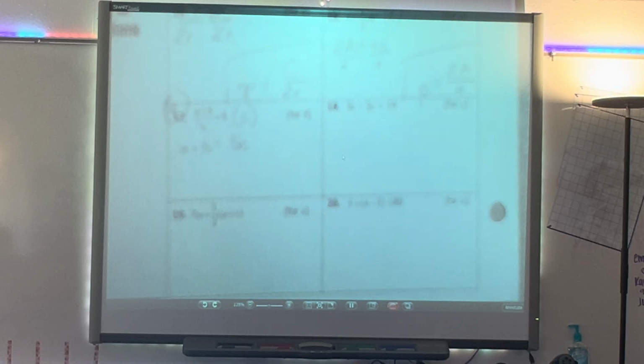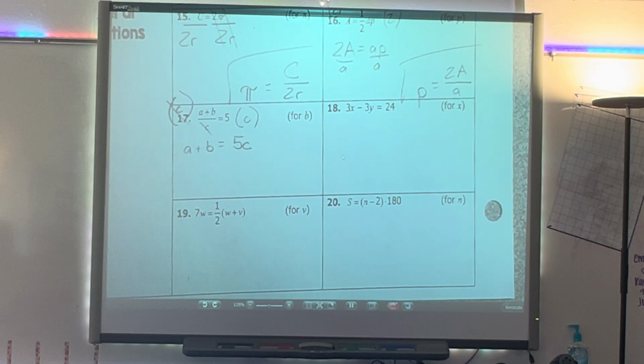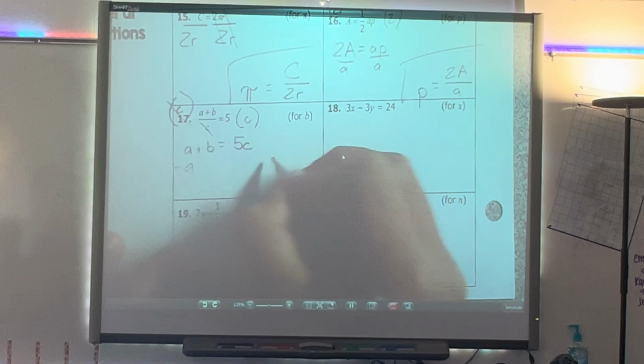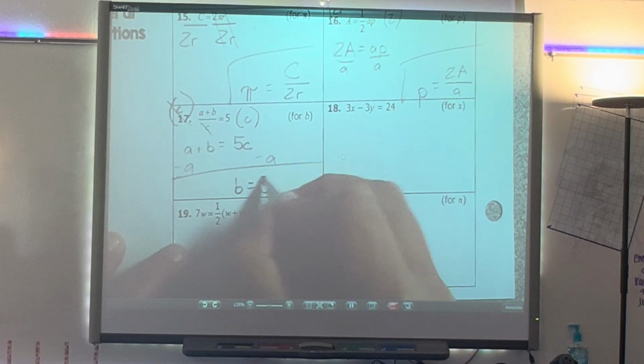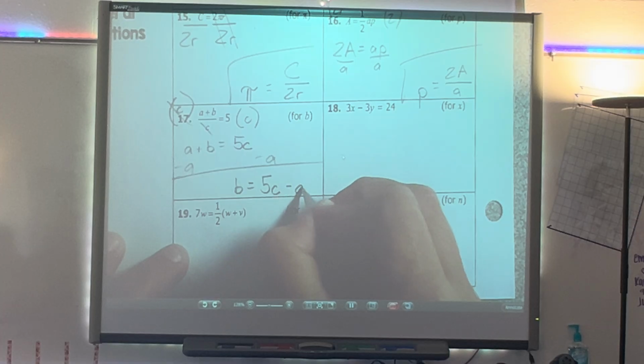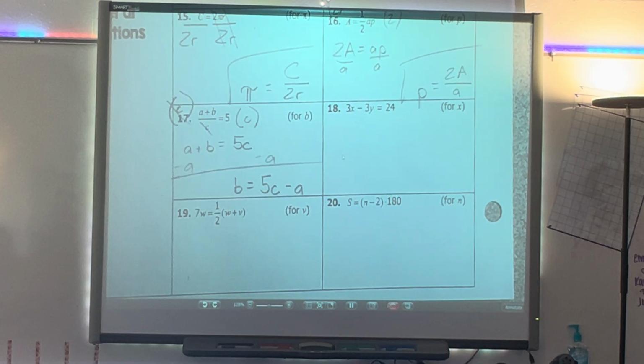Okay, what do I want? B. So what needs to go away? A. How do I get rid of A? I'm gonna subtract A from both sides. So B is equal to 5C minus A. Everybody okay on that one?